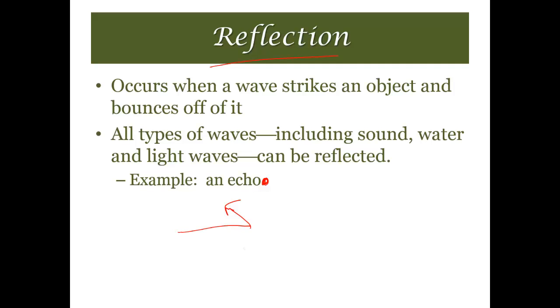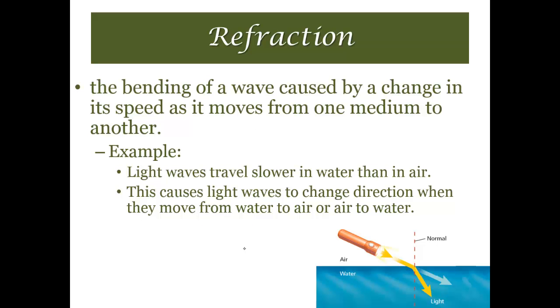Then we have something called refraction. This is the bending of light caused by a change of speed from one medium to another. So light waves travel, for example, slower in water than air. If you shine a flashlight in air, and then it goes down in water, it gets refracted. Instead of going in a straight downward path, it actually refracts down because it's moving slower, so it bends. I have another example, a picture of this on the next slide.